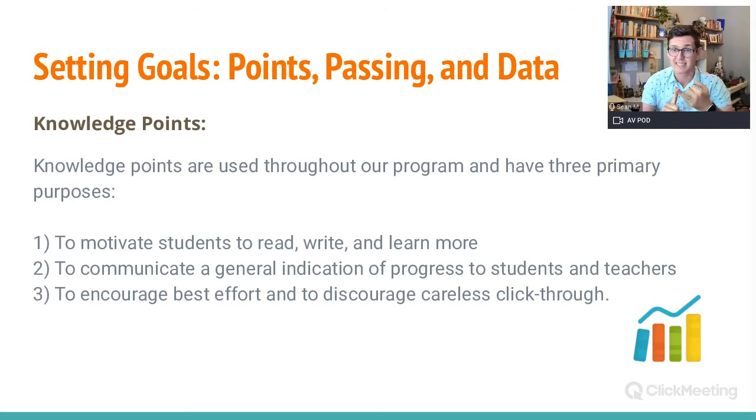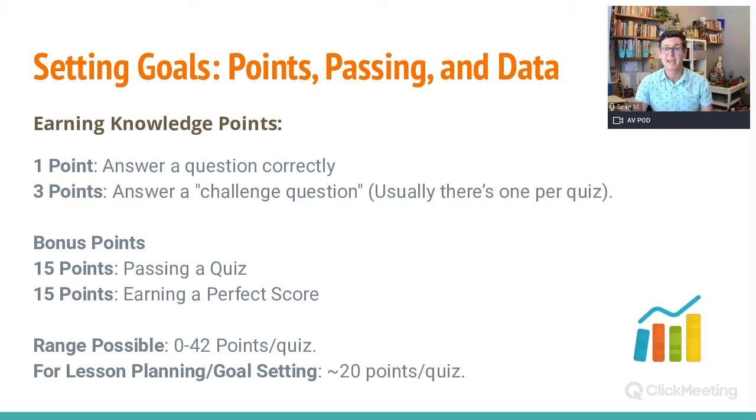And the last thing is that you don't get points if you're not putting in your best effort. And so it discourages that careless click-through that can happen with online tools. So in order to use these effectively, let's talk about how you earn them. Students get points in 4 ways. Number 1, they answer a question, they get a point. That's it. It's as simple as that.